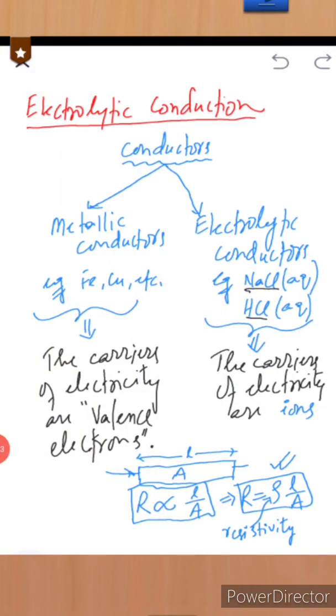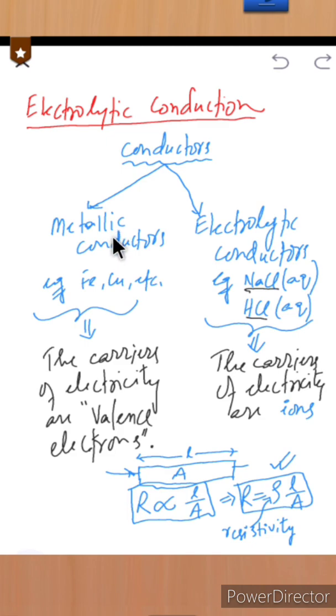Hello guys, in today's lecture I am going to explain about electrolytic conduction from electrochemistry. Before this we need to know about conductors. What are conductors? Conductors are the substances which can conduct electricity, and as you all know, conductors are of two types. One is metallic conductor and another one is electrolytic conductor.